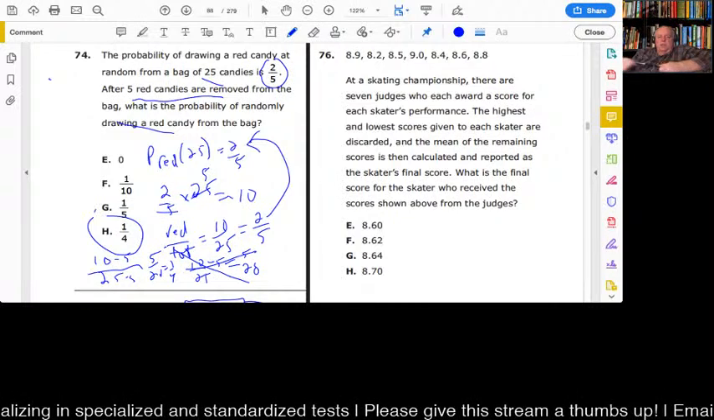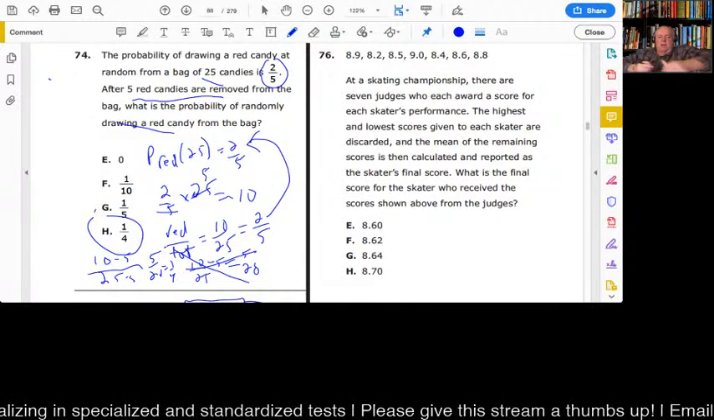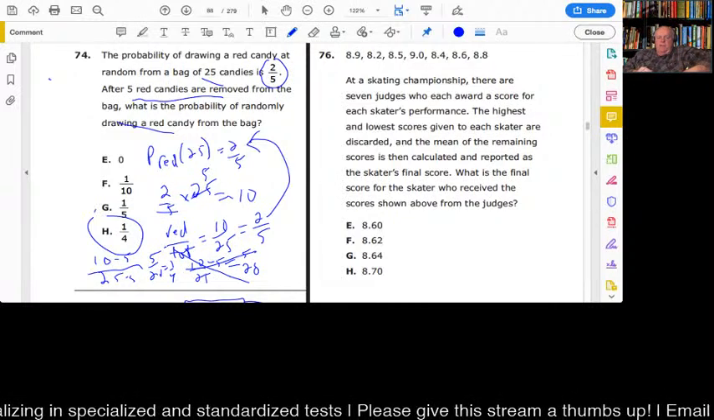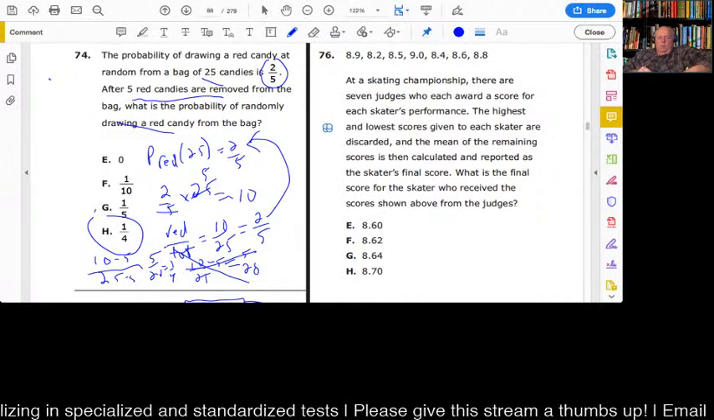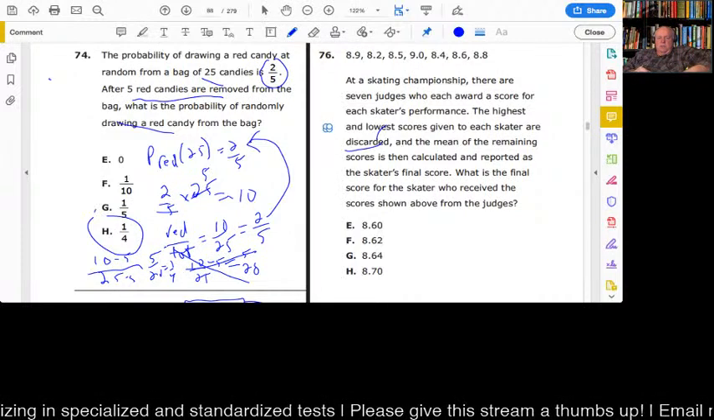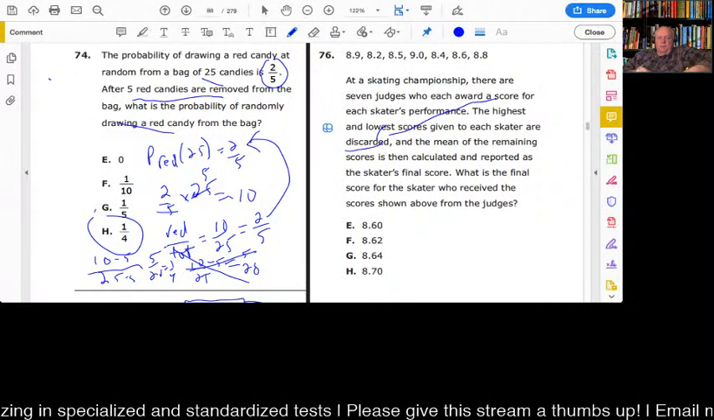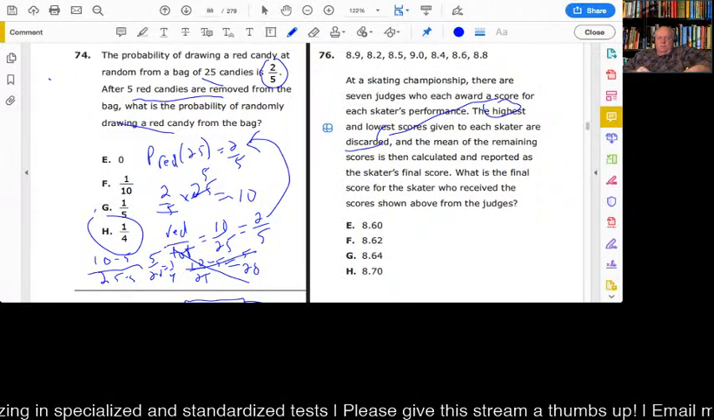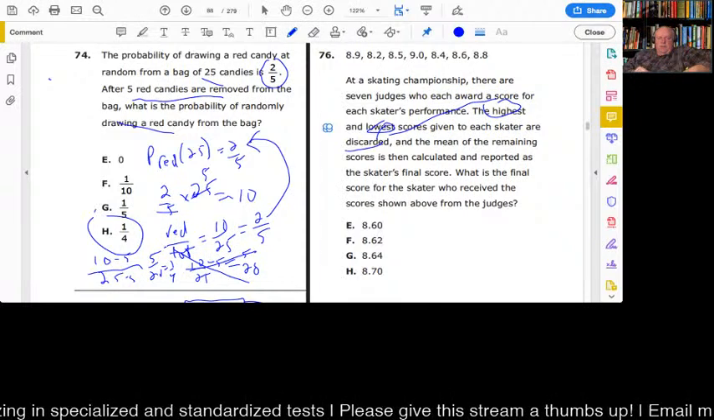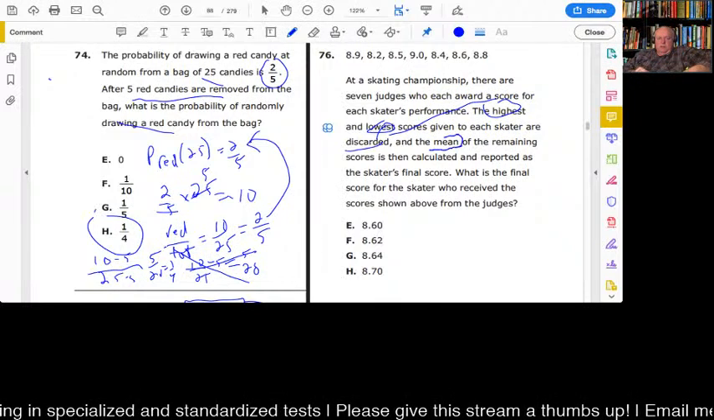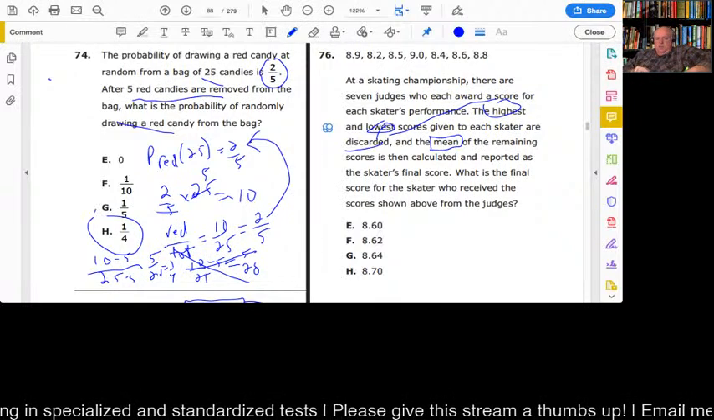The highest and lowest score given to each skater are discarded, and the mean. So we're going to discard the lowest and the highest. Okay. And we're going to do the mean. Okay. So you guys need to know all your points of center.